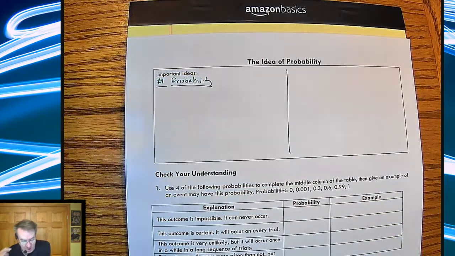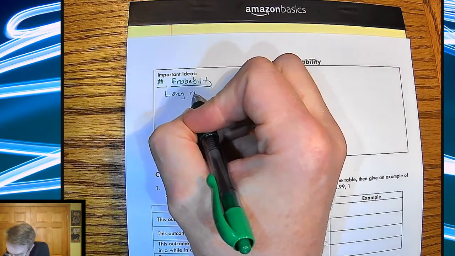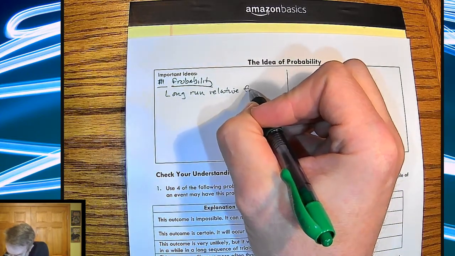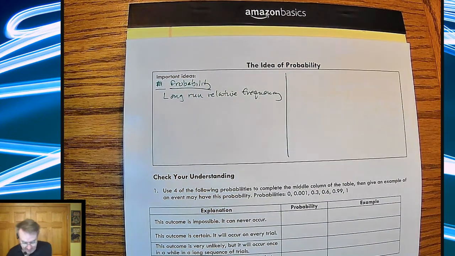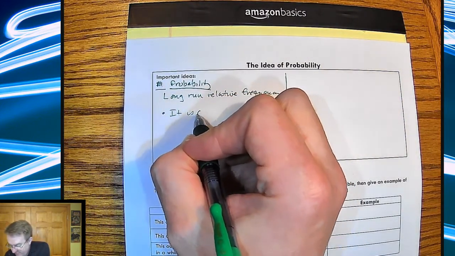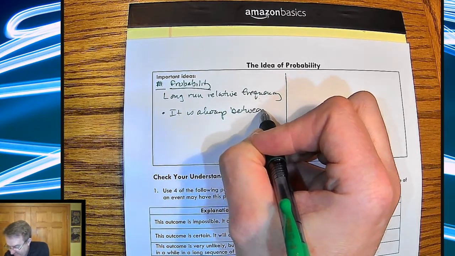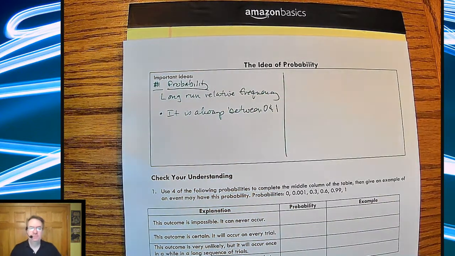Okay, so probability is in the long run relative frequency. That's what a probability is. Long run relative frequency. All right. Couple of things. It is always between 0 and 1. You cannot have a probability less than 0 or bigger than 1. You just can't. You can't have something that happen more often than what you try.